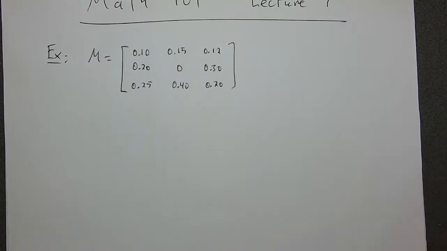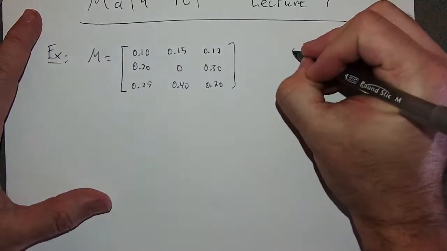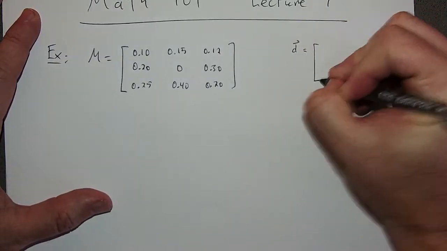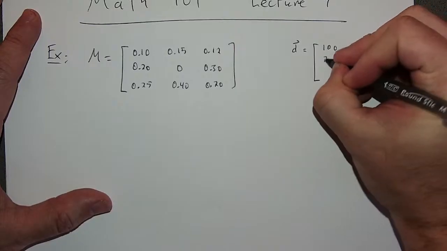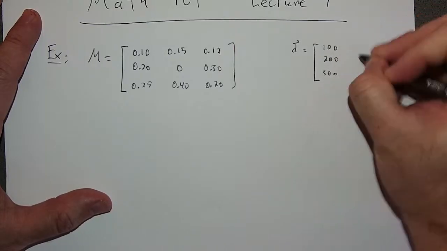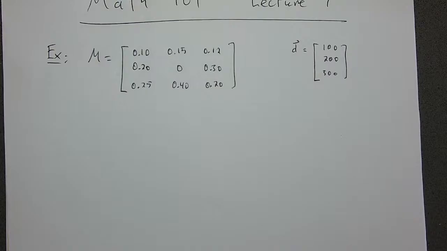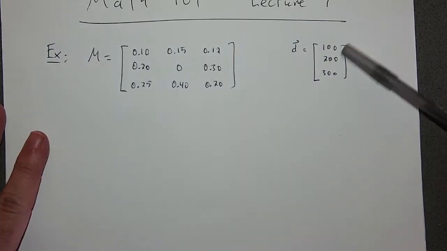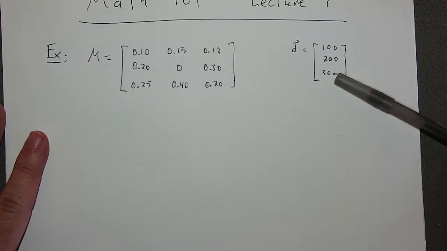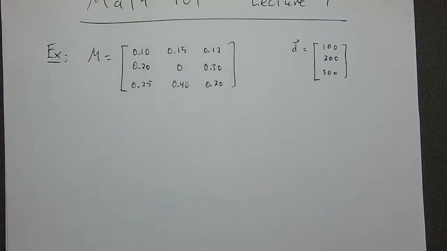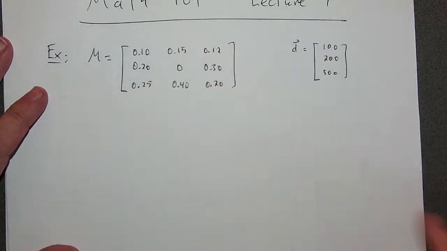And let's say that my external demand vector is the following: 100, 200, 300. So this indicates the demand in my units of the products in question. This is the external demand for product 1, external demand for product 2, external demand for product 3.